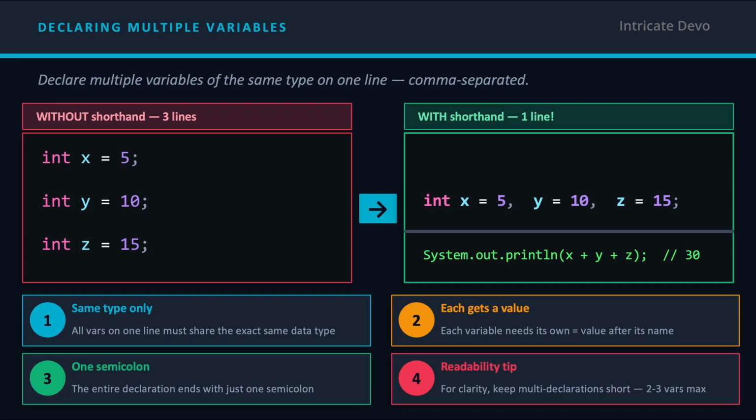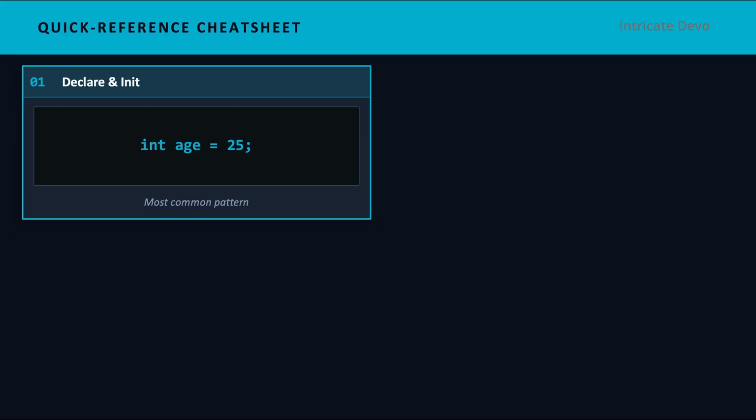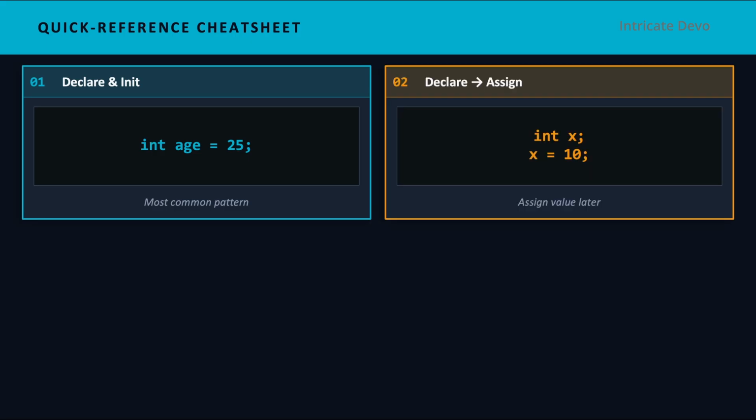And that is everything you need to know about Java variables as a beginner. Let's do a super fast recap using this cheat sheet on screen. Card 01, declare and initialize. The most common pattern, write your type, your name, equals your value, semicolon. Like, int age = 25. Card 02, declare then assign. You can declare first and give the value later. Useful when the value comes from user input or another source.